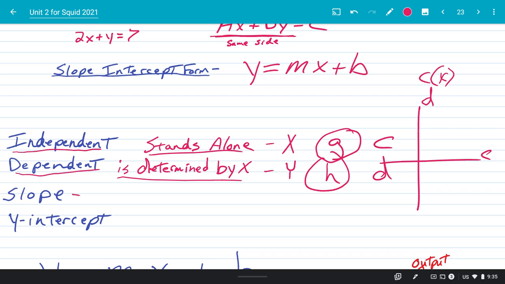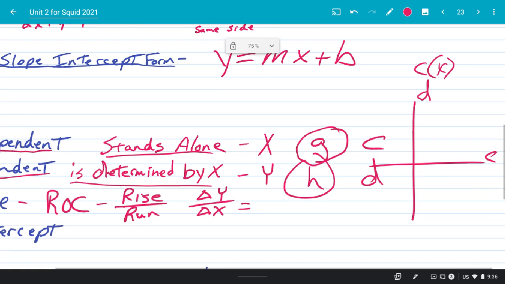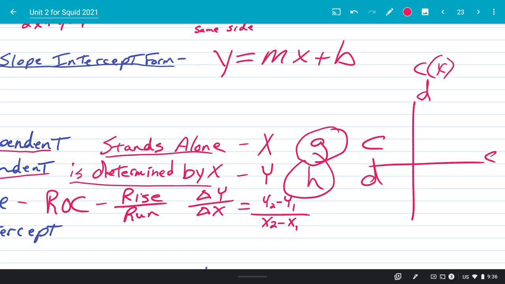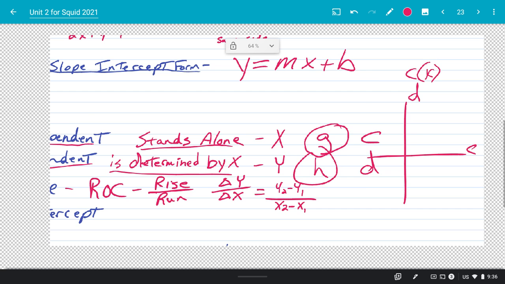Slope. What is slope? Come on. What is slope? It's the rate of change. Anybody else? Rise over run. Another one. Delta y over delta x. One more. How about this? Can I put this there? Y2 minus y1 over x2 minus x1. Can I put that there too? Yeah, that all goes there.